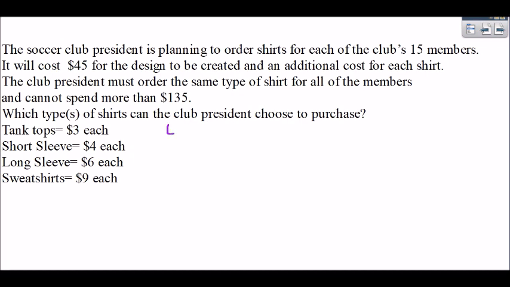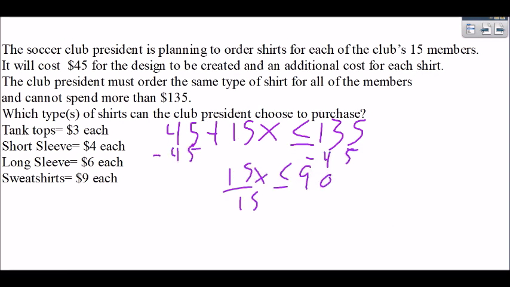So that means $45 no matter what, plus $15 per the shirt cost needs to be less than or equal to our budget. So next I'm just going to subtract 45 from both sides, divide by 15 to see what our budget is per shirt. So my cost for the shirt can be equal to $6 or anything less than. So that means a tank top is good, a short sleeve is good, and a long sleeve is good. The only thing that's out of budget is a sweatshirt.